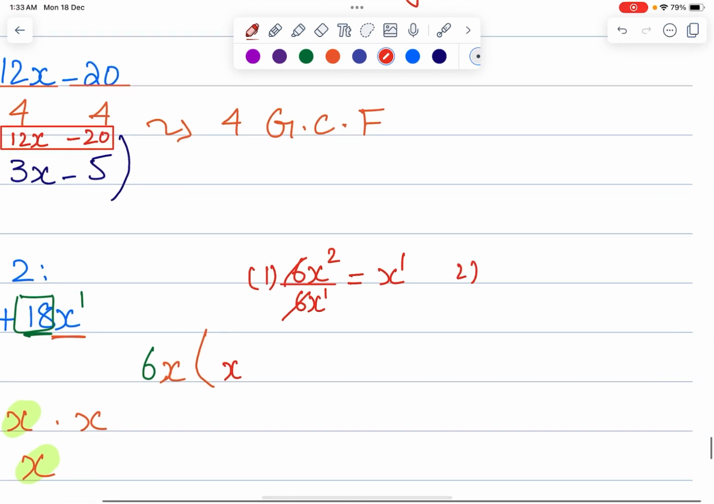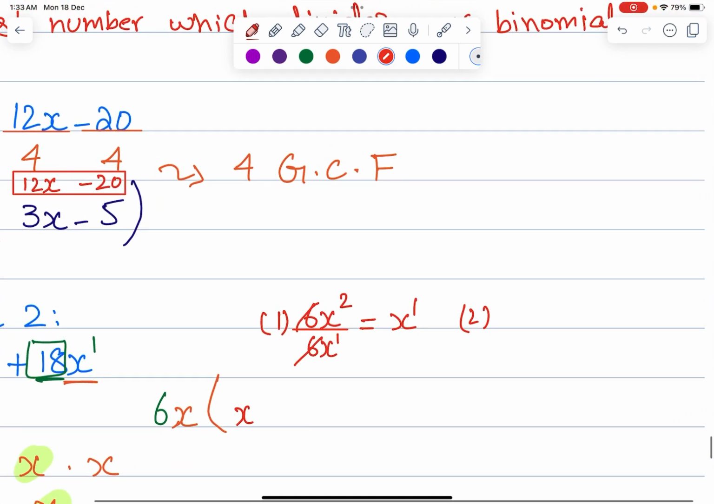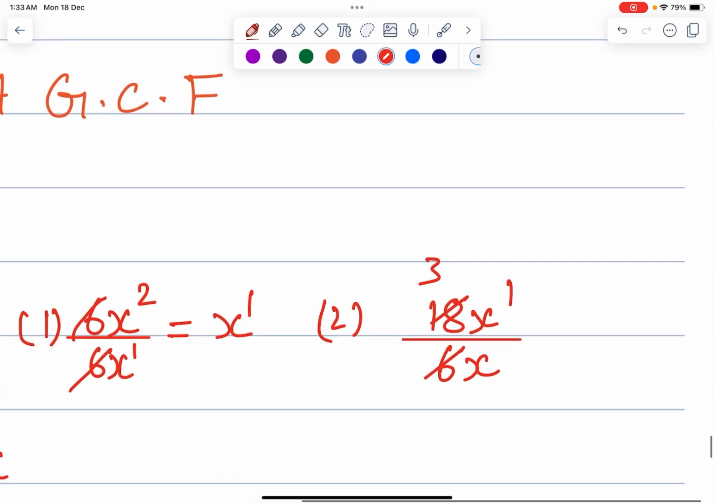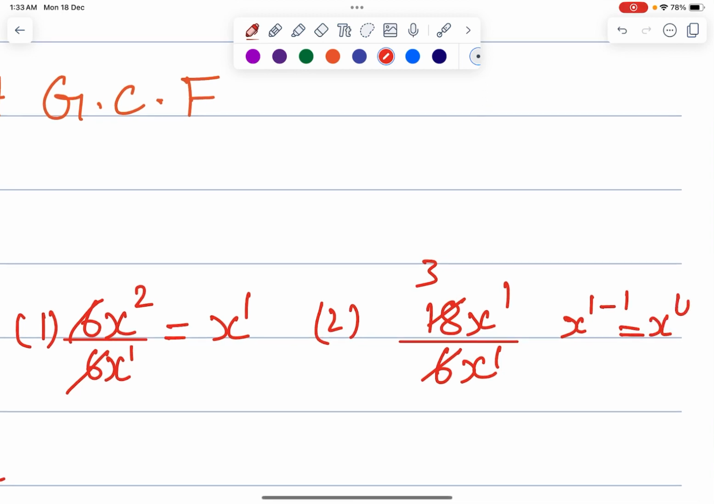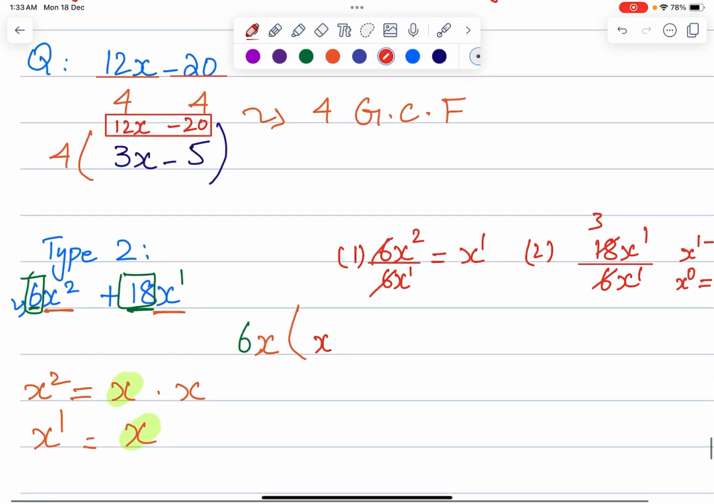Perfect. What is your second term? The second term is 18x to the power 1. You divide it by your greatest common factor, which is 6x, right? This gets cancelled. This gets 3. And x to the power 1 divided by x to the power 1, what do you get? Because when you're dividing, you subtract the powers. You get x to the power 0. And anything to the power of 0 is equivalent to 1. So that simply gives you what?